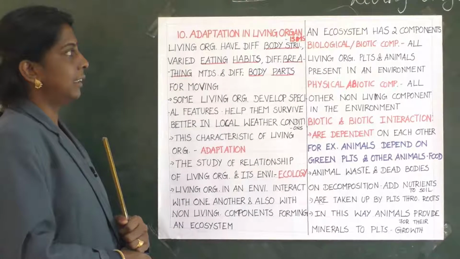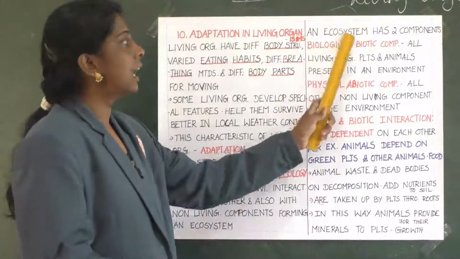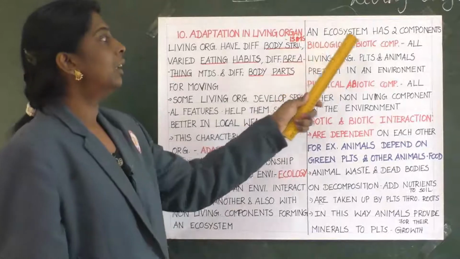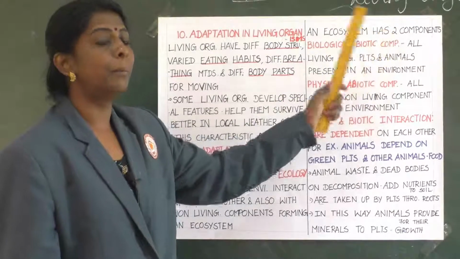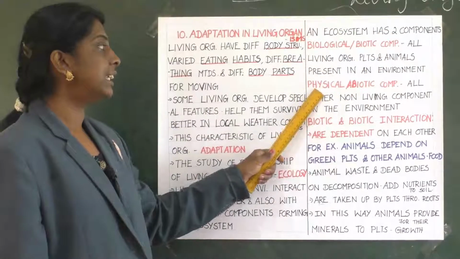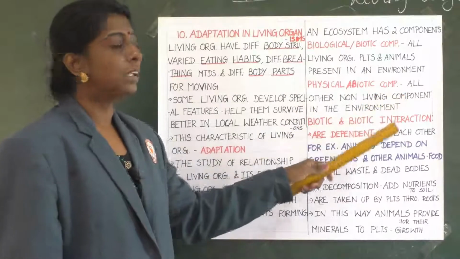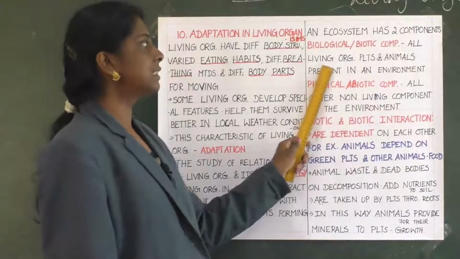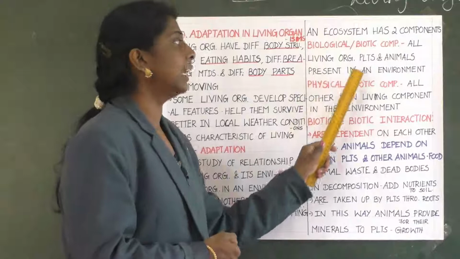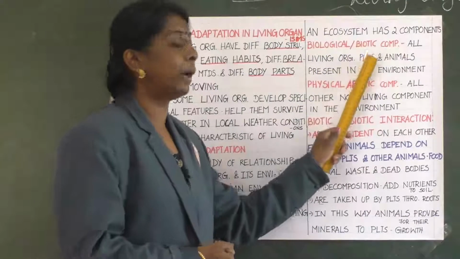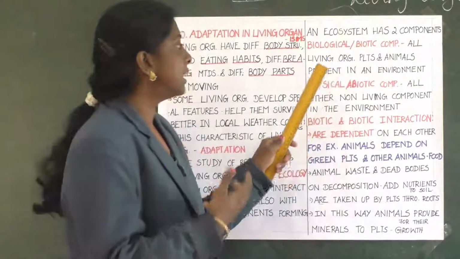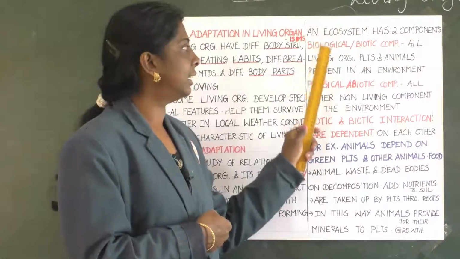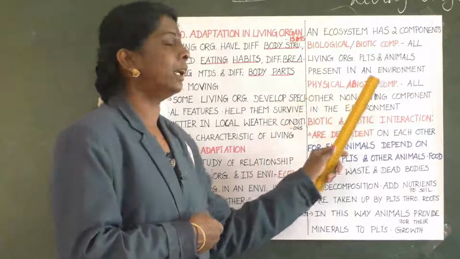Clear? Yes. Next thing is about an ecosystem, which has mainly two components. What are they? Number one, biological or biotic component. Number two, physical or abiotic component. Clear? Yes. First about the biological or biotic component. What is this? All living organisms, that is plants and animals present in an environment, are said to be biological or biotic components. In short, living organisms present in an environment are said to be biotic or biological components. Clear? Yes.